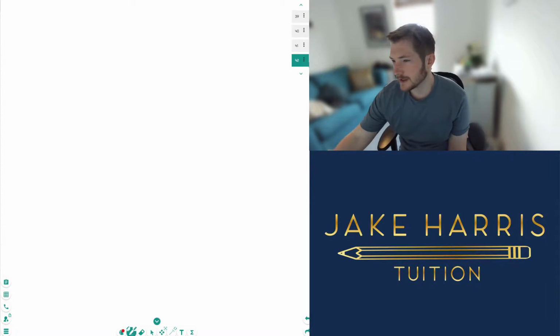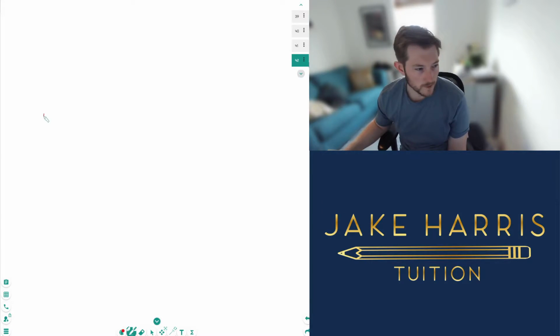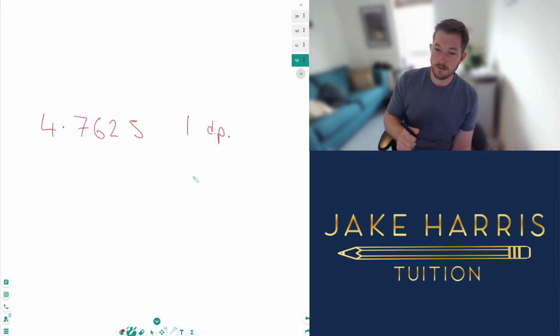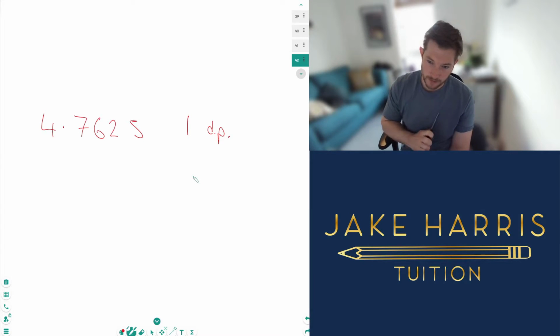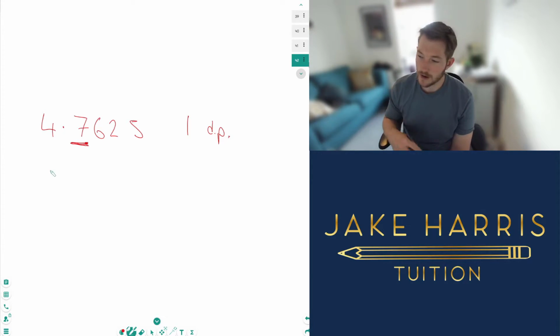So if we take, for example, the number 4.7625, and we want to round it to one decimal place. When you're rounding, you want to figure out which column you're supposed to be rounding to. So if we're rounding to one decimal place, that means we're rounding to the first position after the decimal point, this column here. So I encourage my students to underline that column, especially when you're starting out, but I would do this all the time.